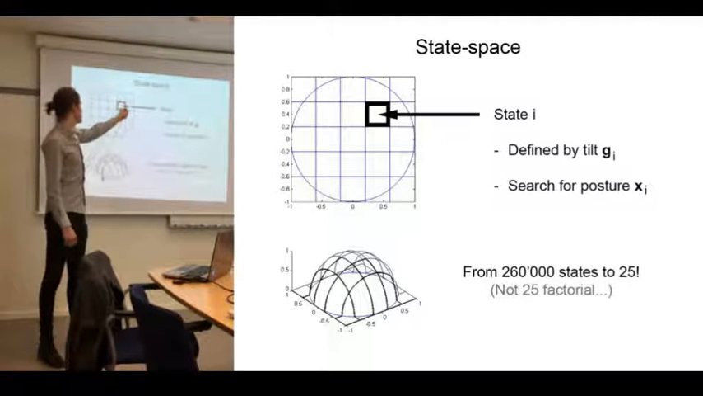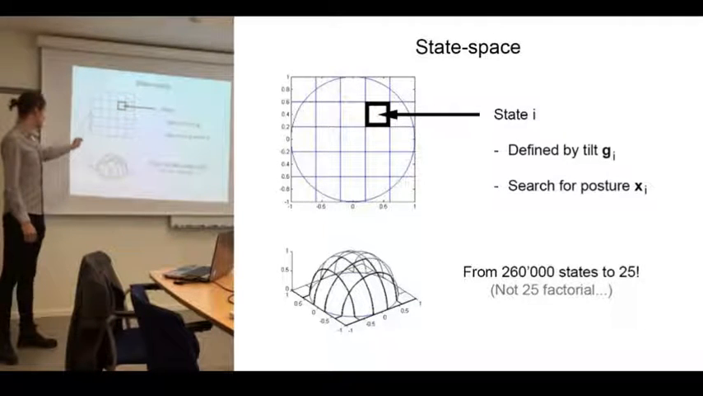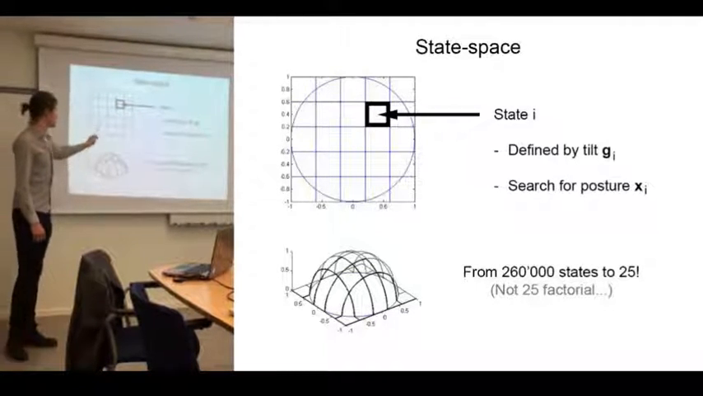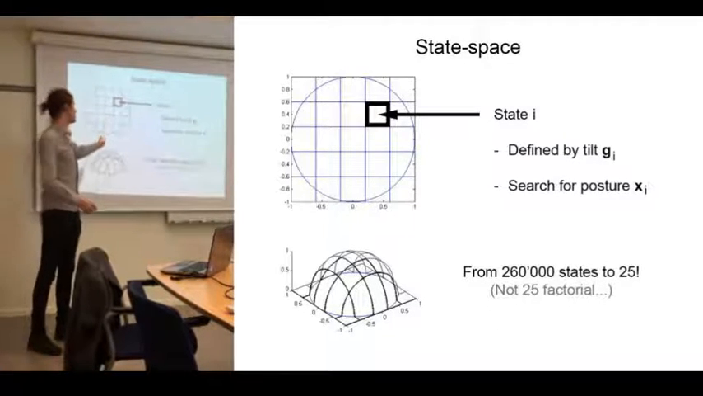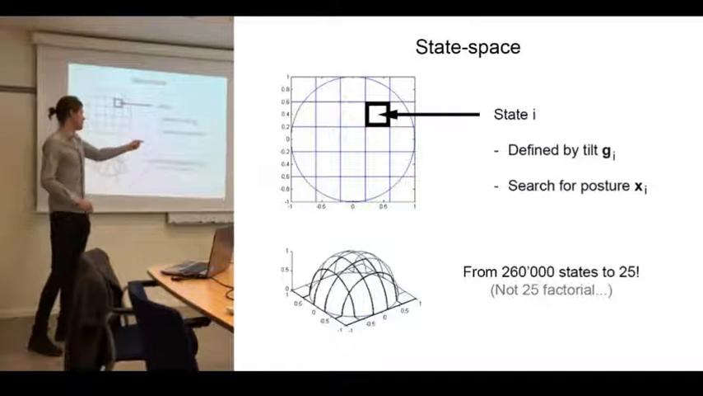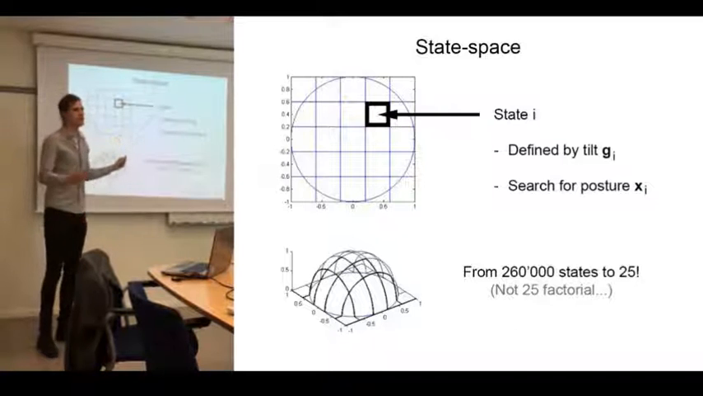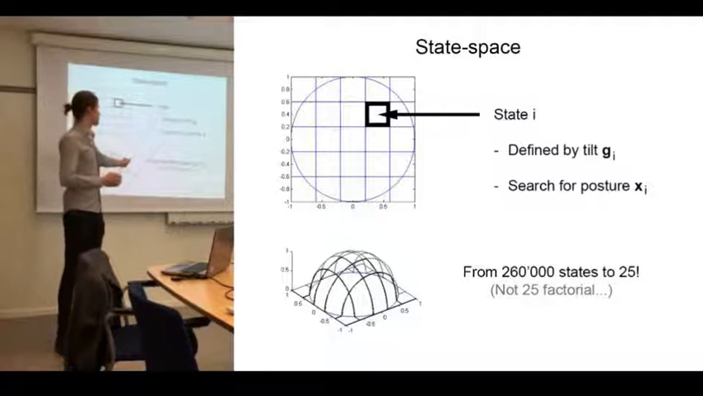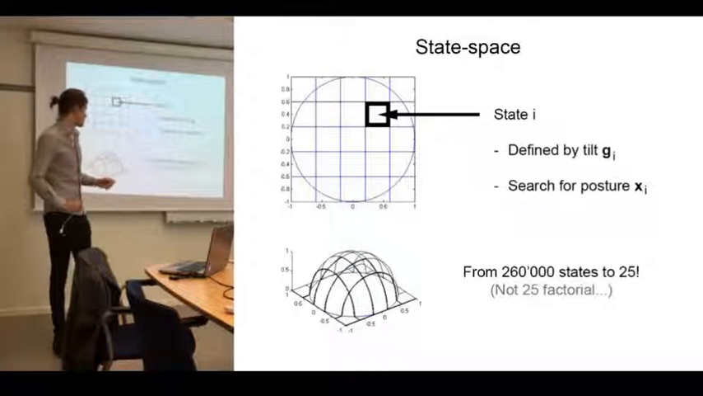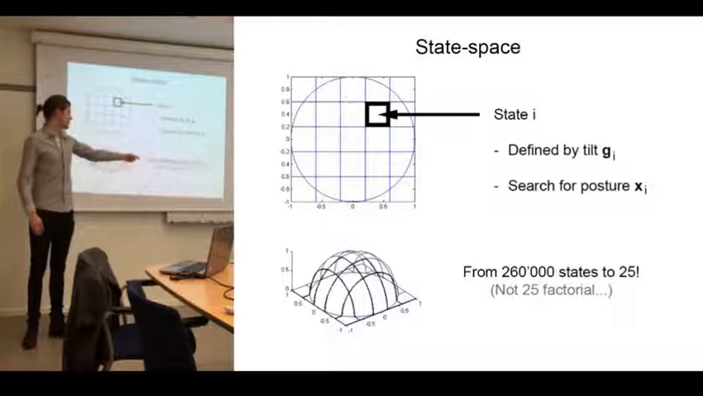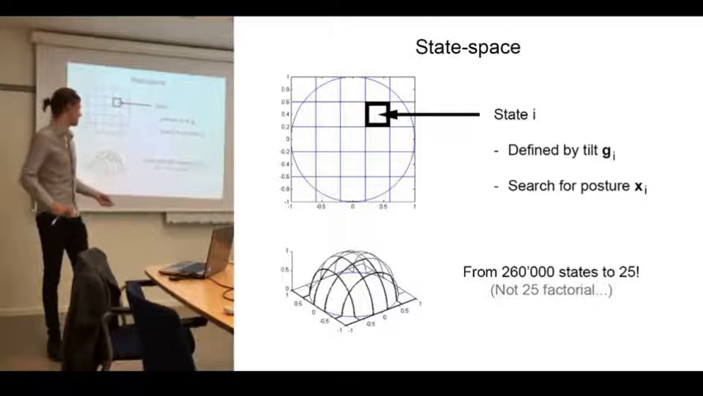So within this square, we have some unique tilt. Here you can see this from the side. So for example, this is if the robot is standing here in the middle and tilting its head over here. So then we say that if the robot is tilting within this square that is defined by this tilt, then you are in this state. And our task is to try to find a posture for the robot that will support it while in this state. So basically, from 260,000 states, we're down to 25 states now, which is a much smaller state space to look through.